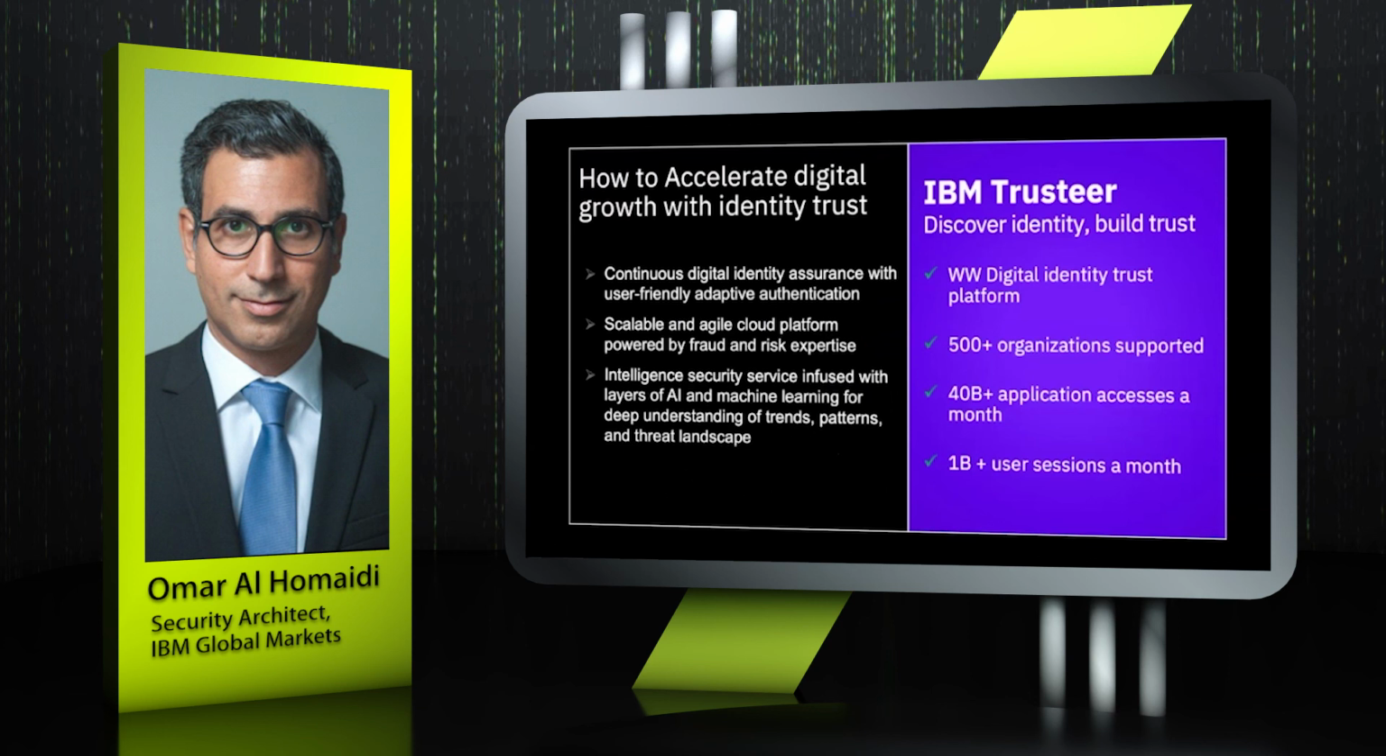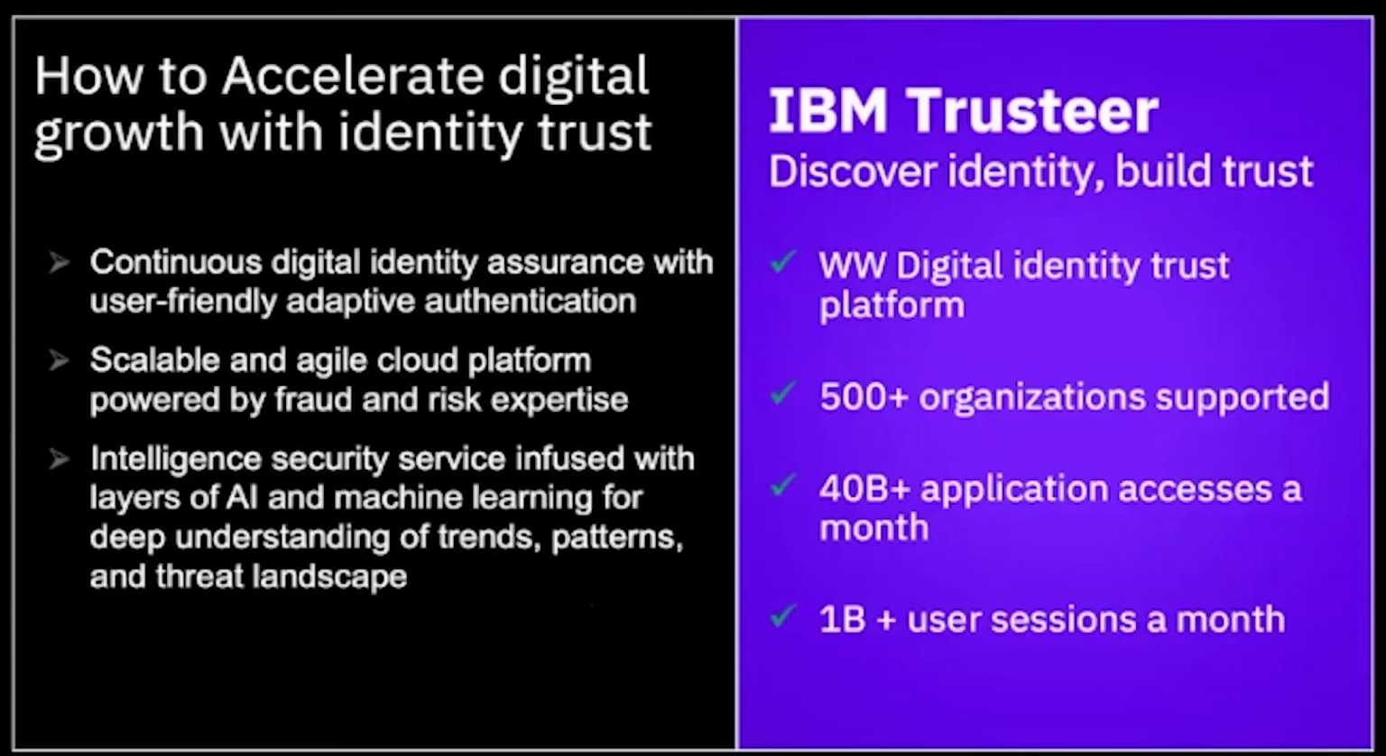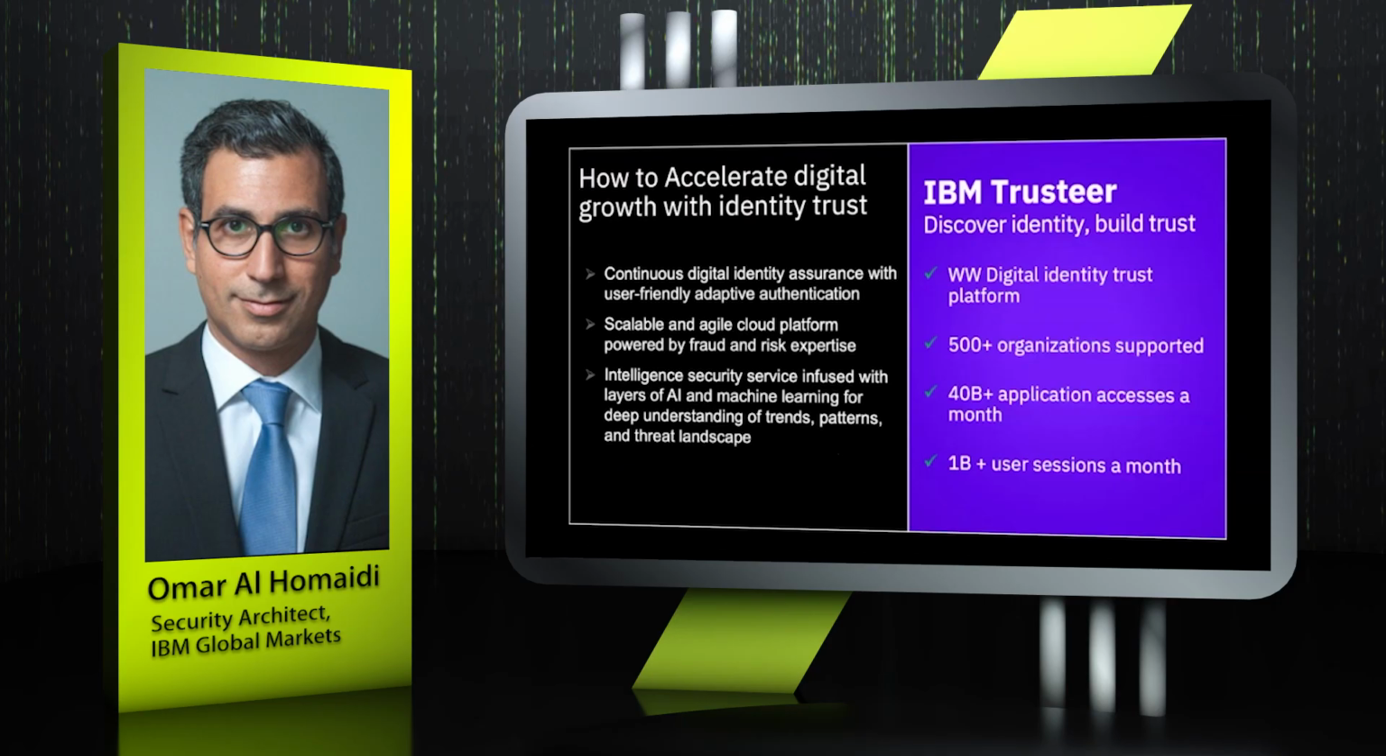IBM Trusteer has been in the market since 2006. It was acquired by IBM in 2013, and since then, over 500 organizations have been trusting us to help stop fraud from exploiting their online applications. We understand that the user experience and convenience is as important to your organization as its security. Therefore, IBM Trusteer has been designed to be completely transparent to the end user and will run in the background with no change to the customer lifecycle. By leveraging machine learning and AI, IBM Trusteer has been so far successfully assessing over 40 billion application accesses for over 1 billion users every single month.